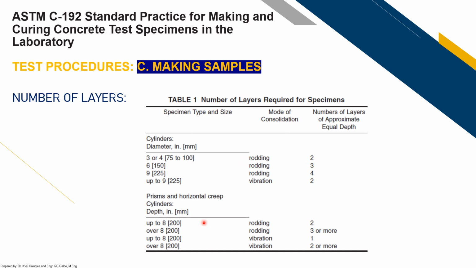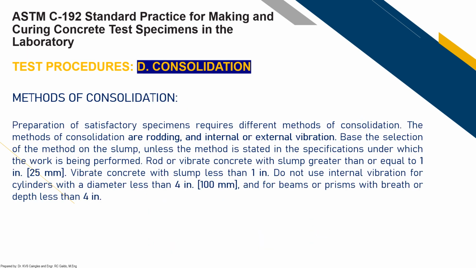What we usually use is the concrete cylinder with a diameter of 6 inches or 150 mm, which means the number of layers that we usually use in creating our concrete specimen is 3 layers with equal depth. Okay, so here are the methods of consolidation. After you have put your concrete mixture in your mold, you proceed to the next step, which is the consolidation.